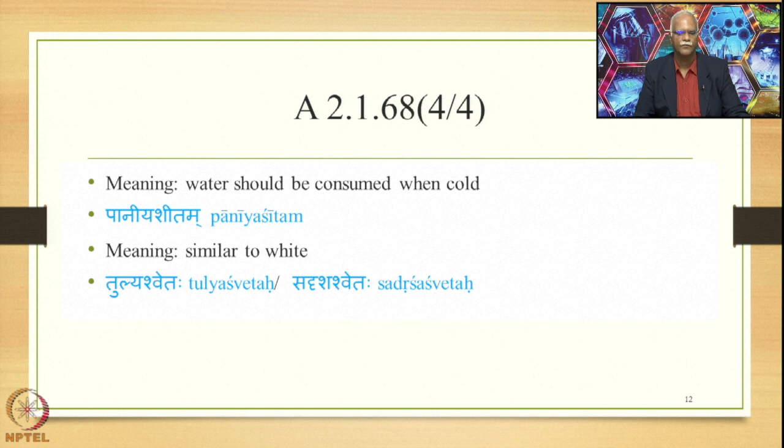Similarly, we have the word form tulyashveta derived when the meaning is similar to white. Tulya means similar and sadrusha is also a synonym of tulya. So when similar to white is the meaning to be expressed, tulya and shveta, even though they mean different things, they refer to one and the same entity. So there is samanadhikaranya. Therefore, there is semantic relatedness. So the compounding process happens. And so, after having done the entire derivational process, we get the finally derived compound output, namely tulya shveta. Similarly, sadrusha shveta.